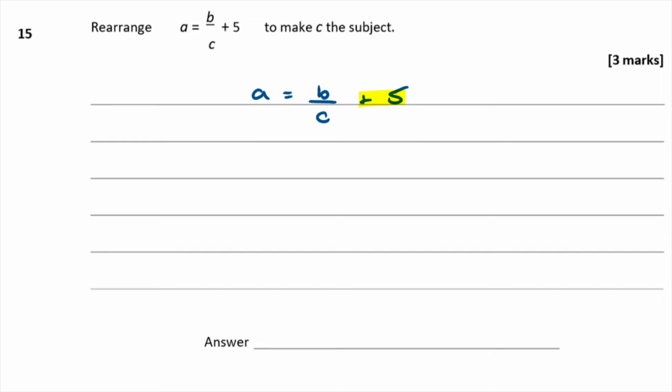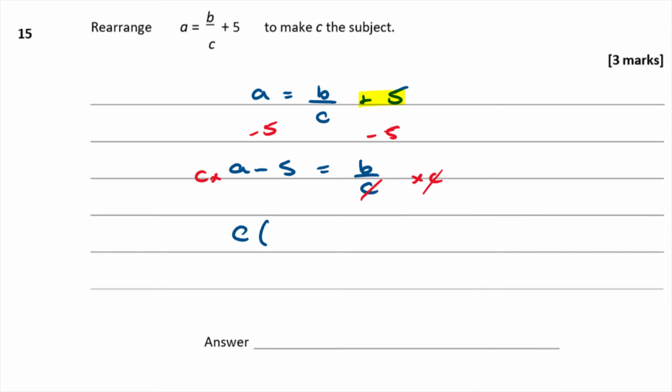So let us start by subtracting 5 from both sides. That's going to give me A minus 5 is equal to B over C. Okay, and then to move the C from where it is to there, what we're going to do is times both sides by C. Okay, so then that C will cancel with that. Remember, when I multiply through, I'm not just multiplying A, I'm multiplying A minus 5 with C.